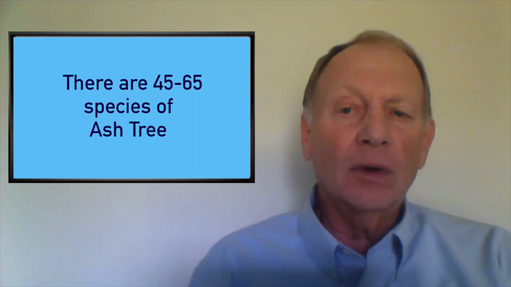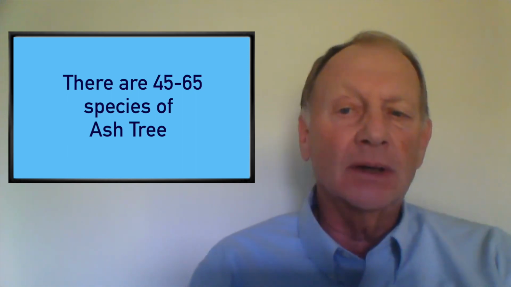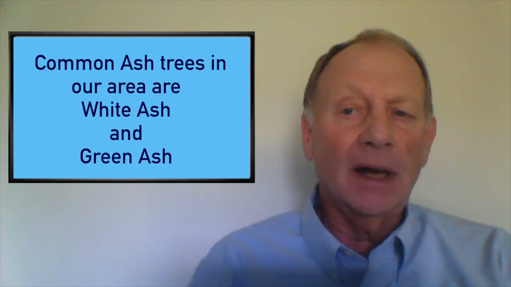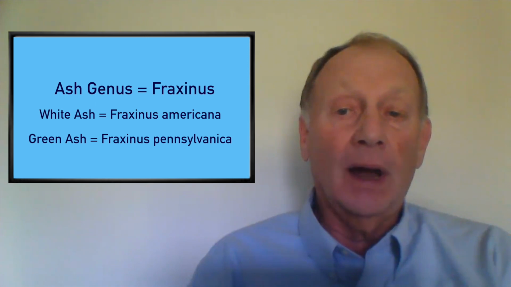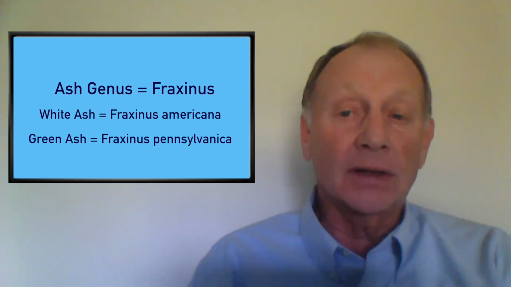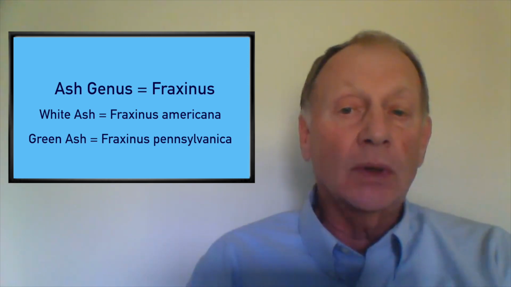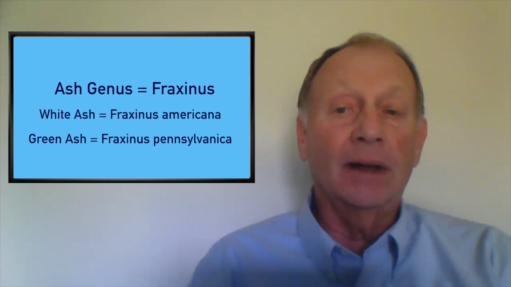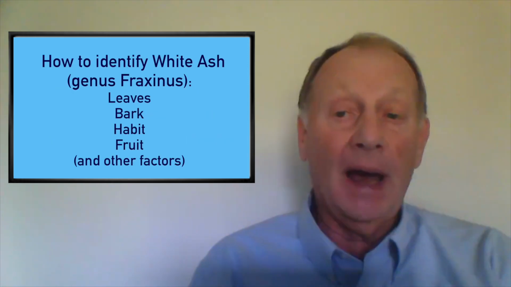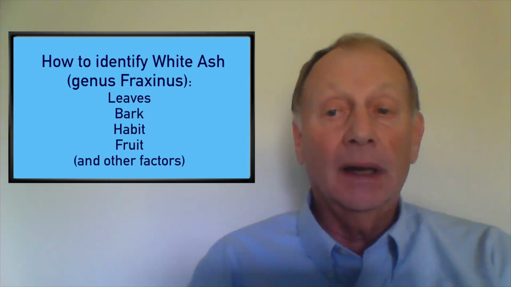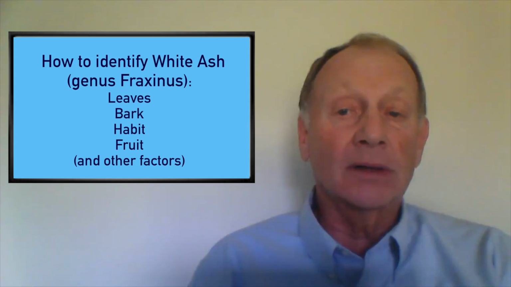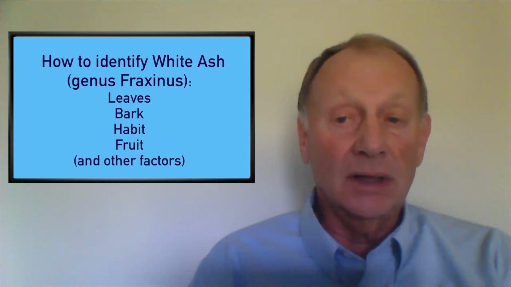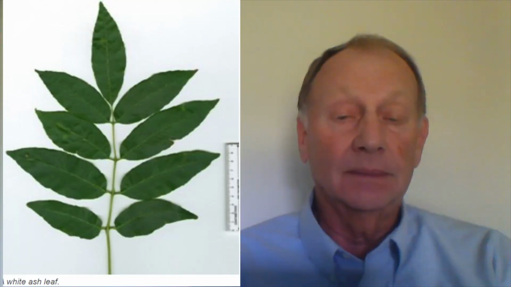There are between 45 and 65 species of ash tree. Common ash trees in our area are the white ash and green ash. The genus for ash is Fraxinus. As with all trees, you can identify them by leaves, bark, habit, fruit, and other factors. Some of these attributes may vary based on the age of the tree, the season, and the climate.